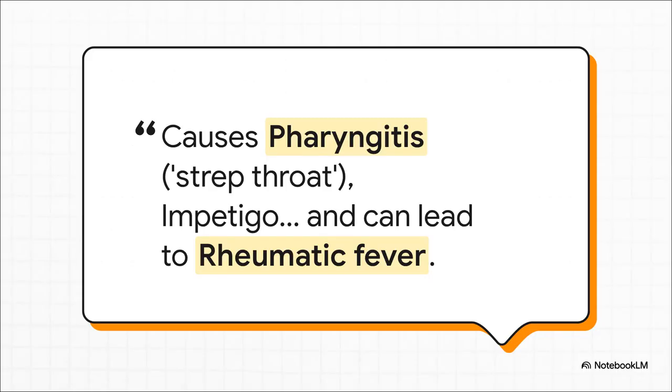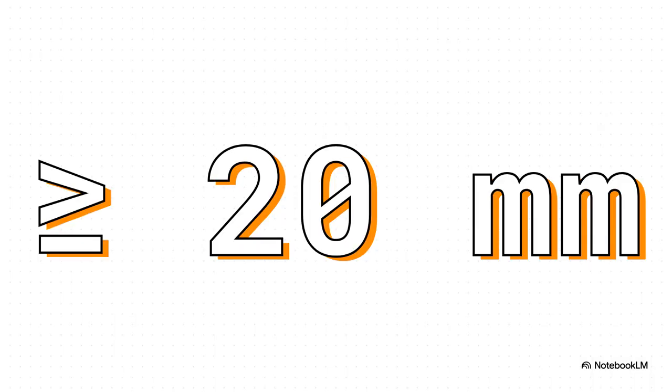Let's focus on S. pyogenes for a sec. This is the one behind strep throat and skin infections like impetigo. But the real danger isn't always the infection itself. It's what can happen afterwards. It can actually trigger an autoimmune reaction, leading to really serious conditions like rheumatic fever, which can permanently damage the heart.